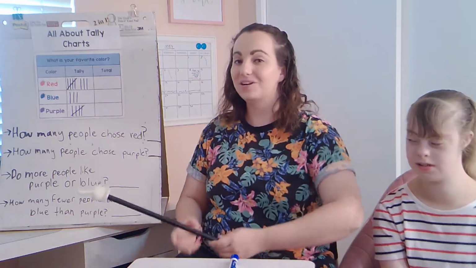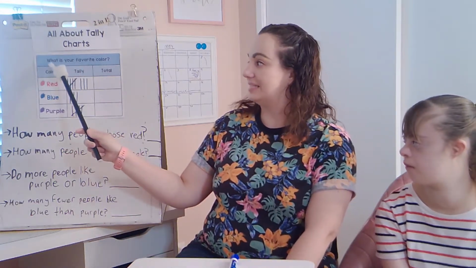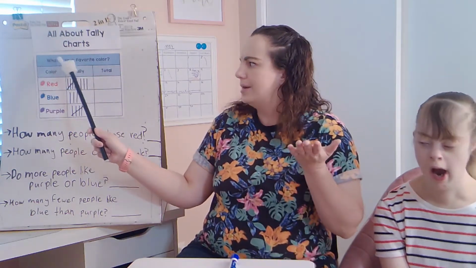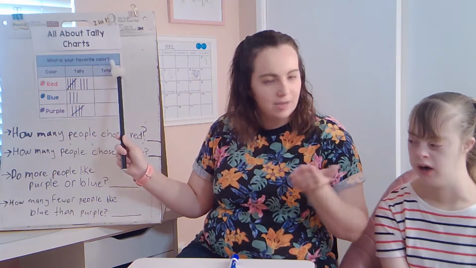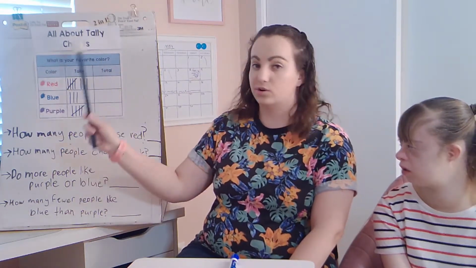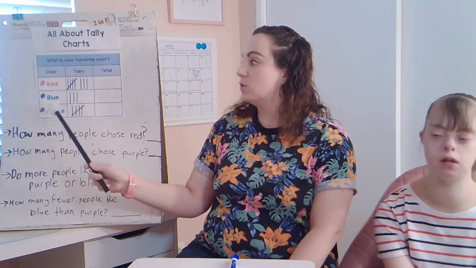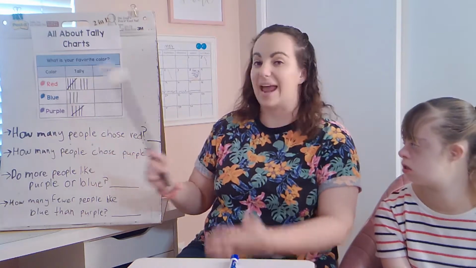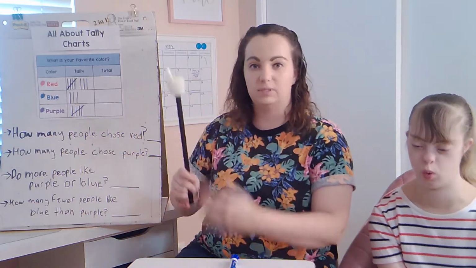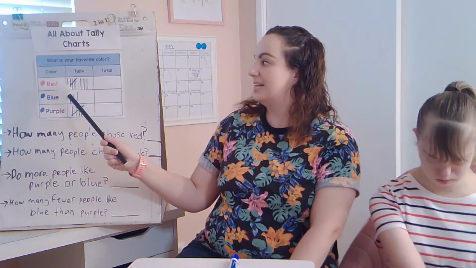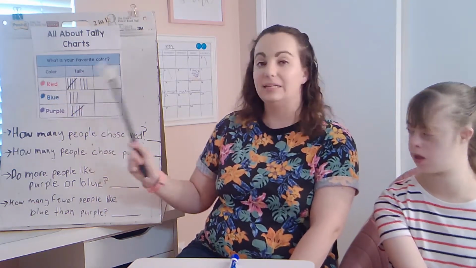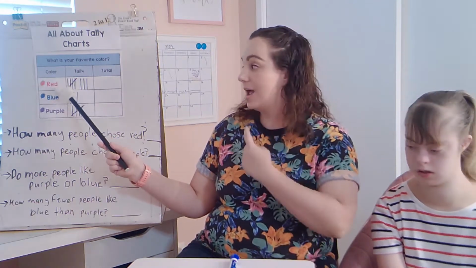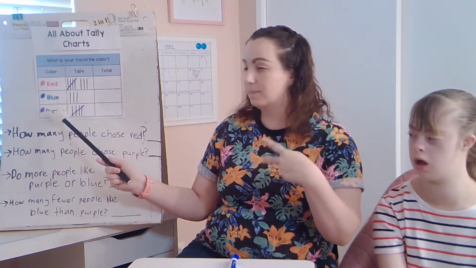Let's go ahead and look up here at the tally chart. This time, the title of the chart, or what it is about, is what is your favorite color? So this chart is about a survey, people being asked the same question, what is your favorite color? And then they did a tally for each vote people said for their color. So if someone said they liked red the best, they put a tally to vote for it. The colors that people said were red, blue, purple.